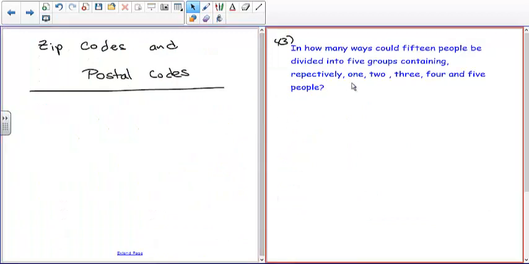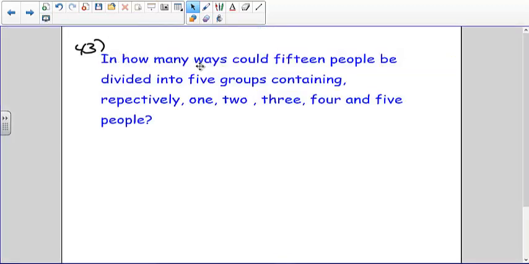Okay, the last thing we're going to do here is just talk about this problem 43. How many ways could 15 people be divided into 5 groups, where one group is 1 person, one group is 2 people, one group is 3 people, one group is 4 people, and one group is 5 people. And if you take 5 plus 4 plus 3 plus 2 plus 1, you get 15.